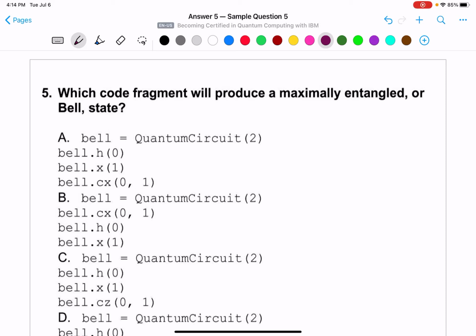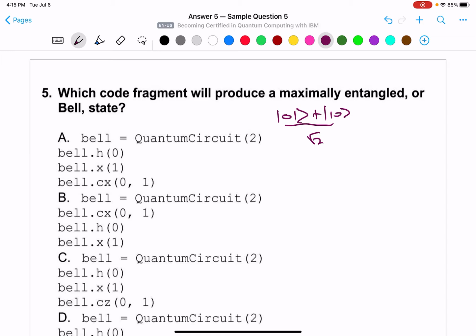Alright, let's answer question 5. Which code fragment will produce a maximally entangled or Bell state? So there are 4 Bell states. Each of them are 2-qubit quantum states. And here's one of them: |01> + |10> over root 2.